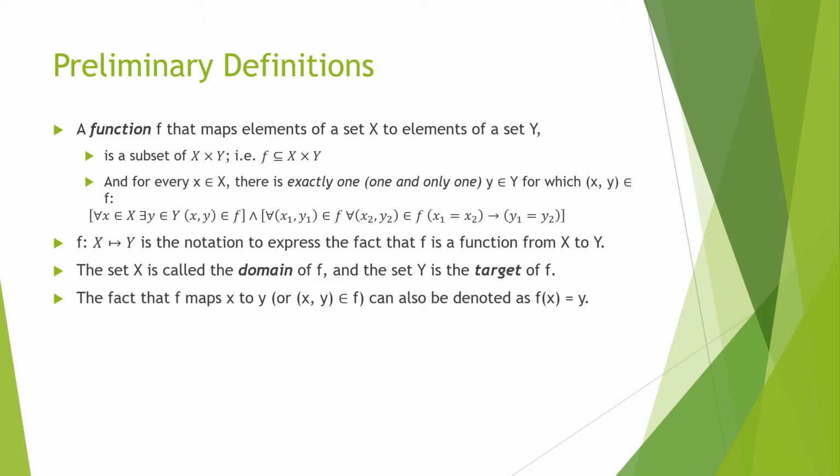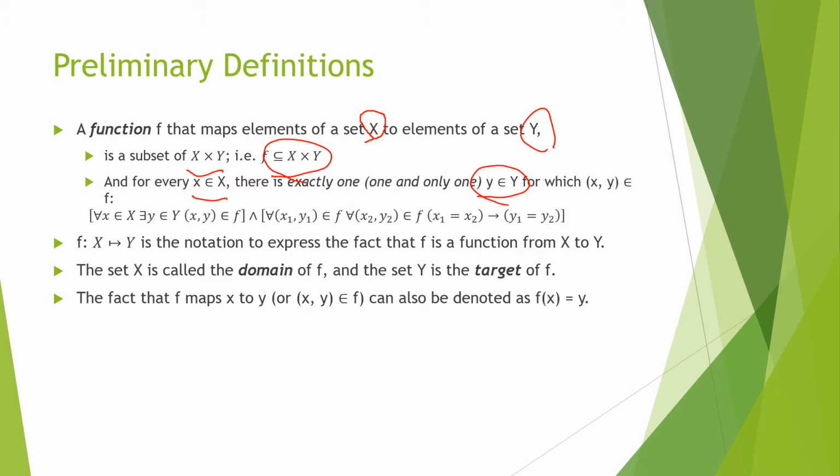We say a function f that maps elements of set x to the elements of set y is a subset of the Cartesian product of x and y, which means that f should be a subset of x times y. That's the first condition. The second condition says this: for every element x in the first set, which is x, there is exactly one y in y such that (x, y) is an element of f.